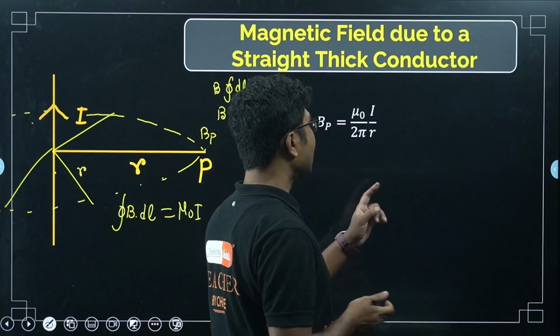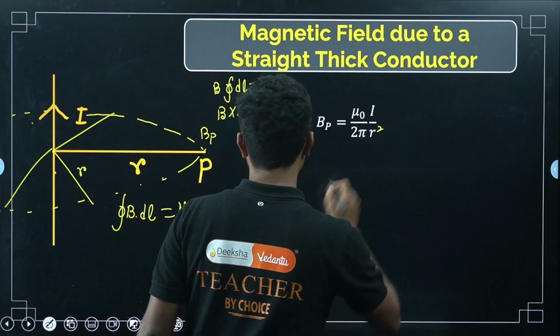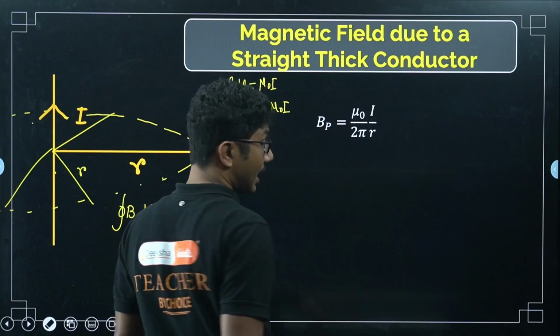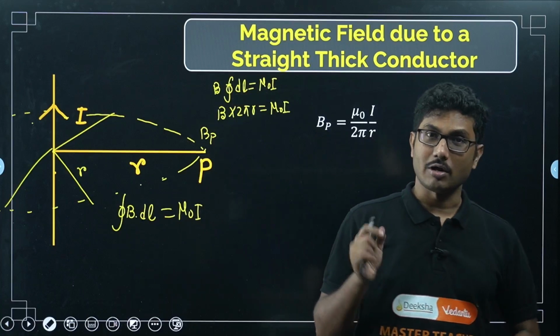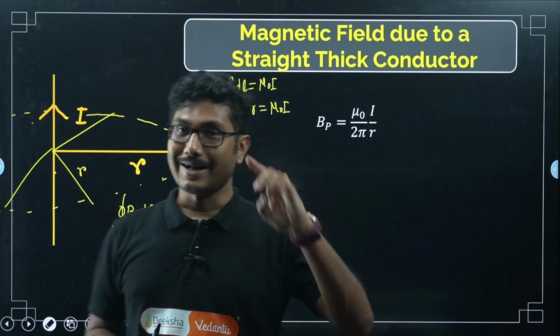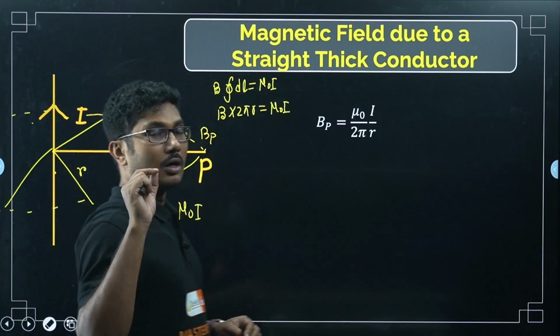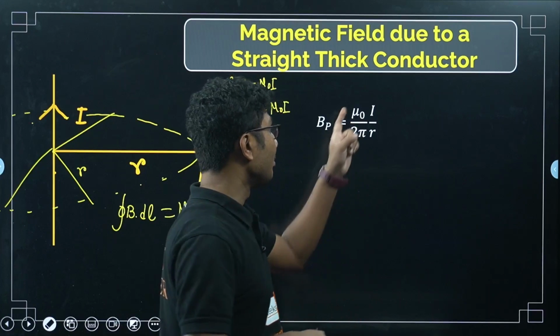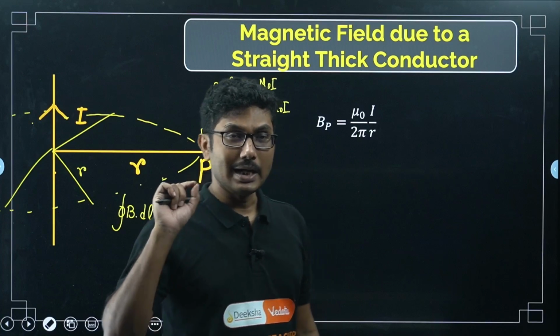Yesterday I said by mistake that the value has r square, but it is not r square, it is only r. So do correct your notes, do correct your understanding: it is only I by r. You should remember mu naught by 2 pi times I by r.